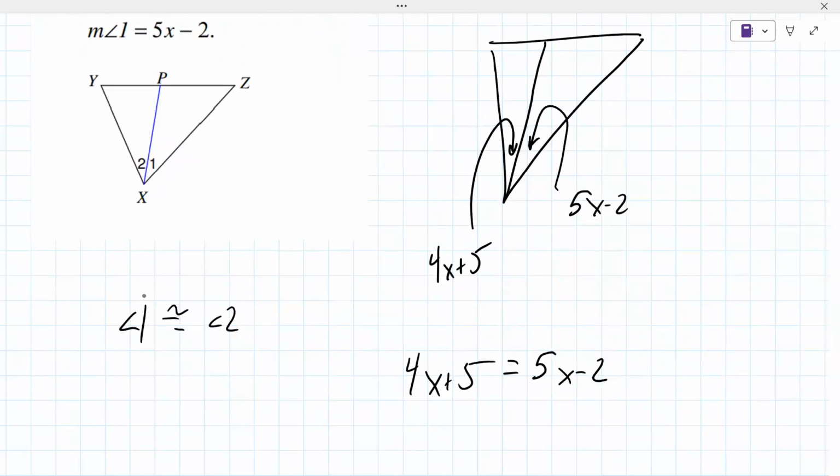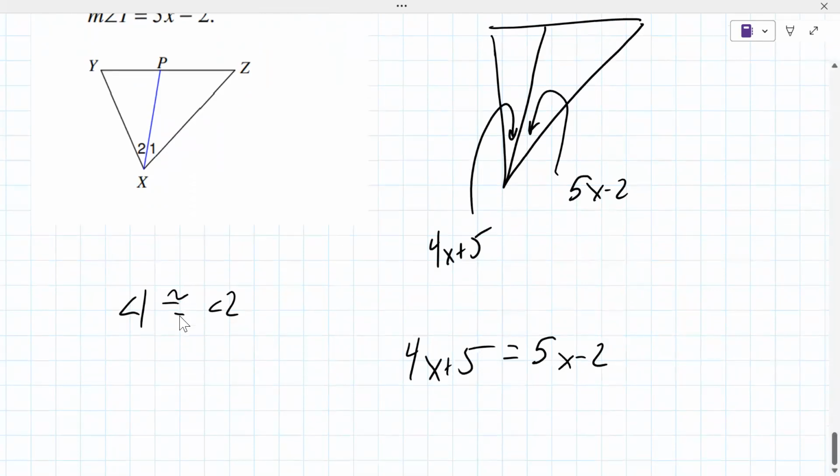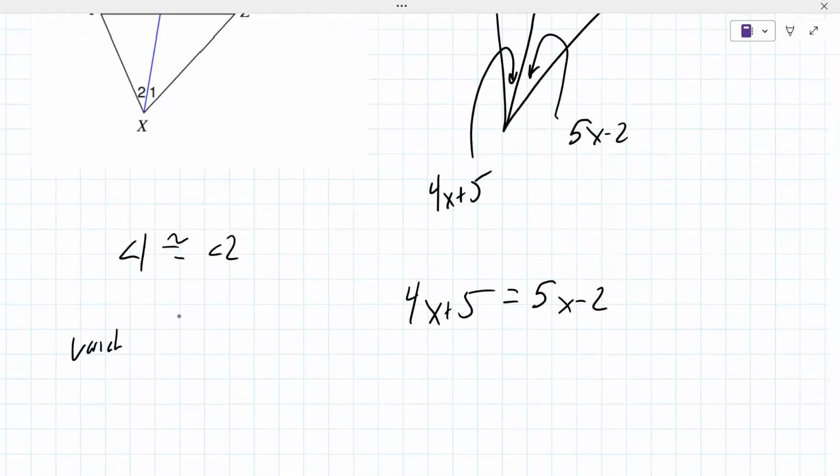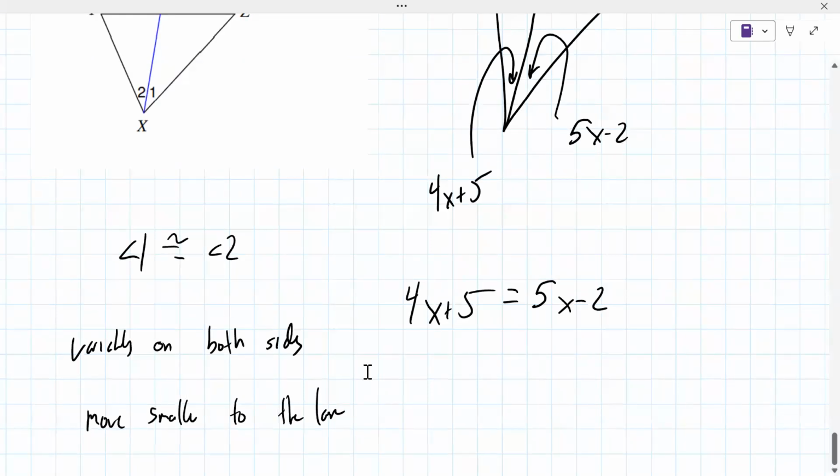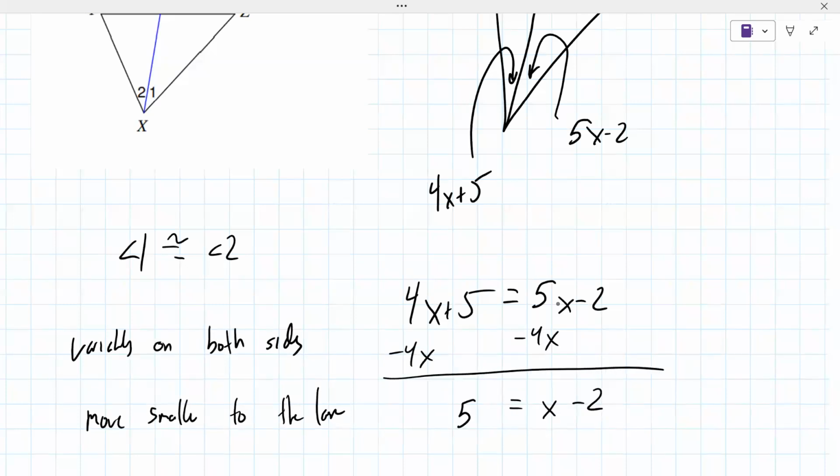Now, this is an equation with variables on both sides. So what often happens in this class is you have to go back to stuff you learned in a previous class, like your Algebra 1 class, and they call it a refresh. You want to move the smaller to the larger. Maybe you already know this, but I'm just going to say it here in the notes. So which is smaller, the 4x or the 5x? The 4x. Yeah, so you're going to subtract 4x from both sides. 5 equals x minus 2.